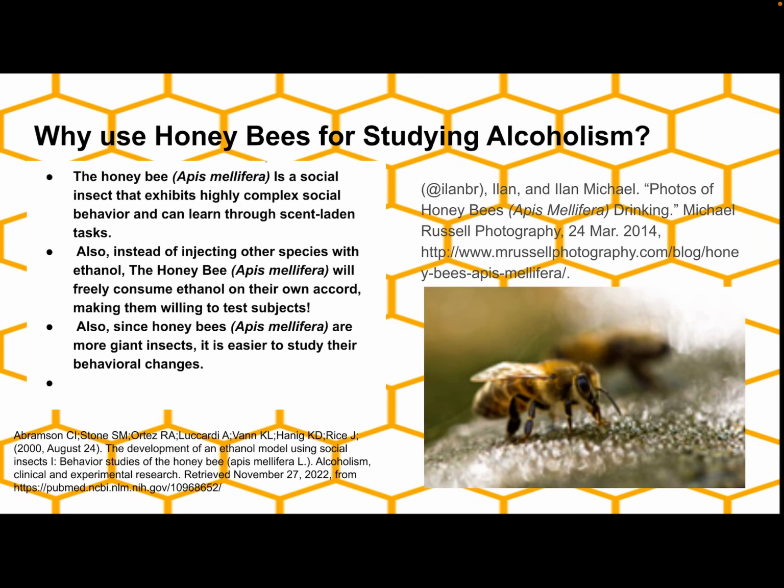Why use honeybees for studying alcoholism? The honeybee is a social insect that exhibits highly complex social behavior and can learn through scent-laden tasks. Also, instead of injecting other species with ethanol, the honeybee will freely consume ethanol of its own accord, making them willing test subjects. Also, since honeybees are larger insects, it is easier to study their behavioral changes.